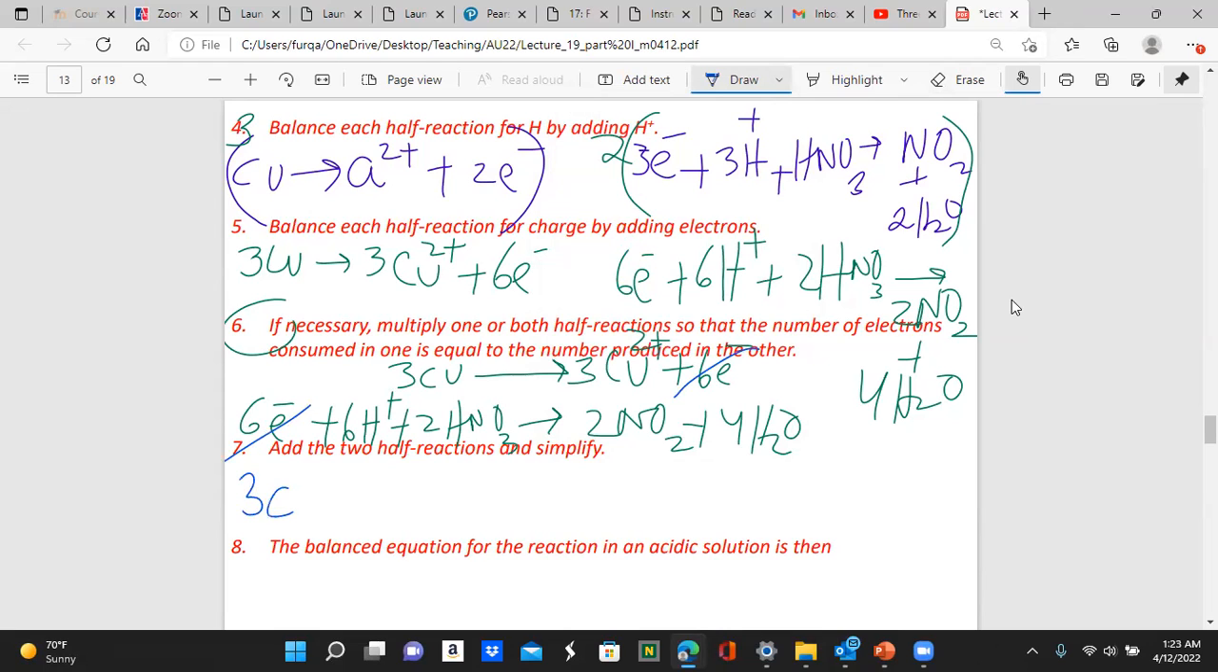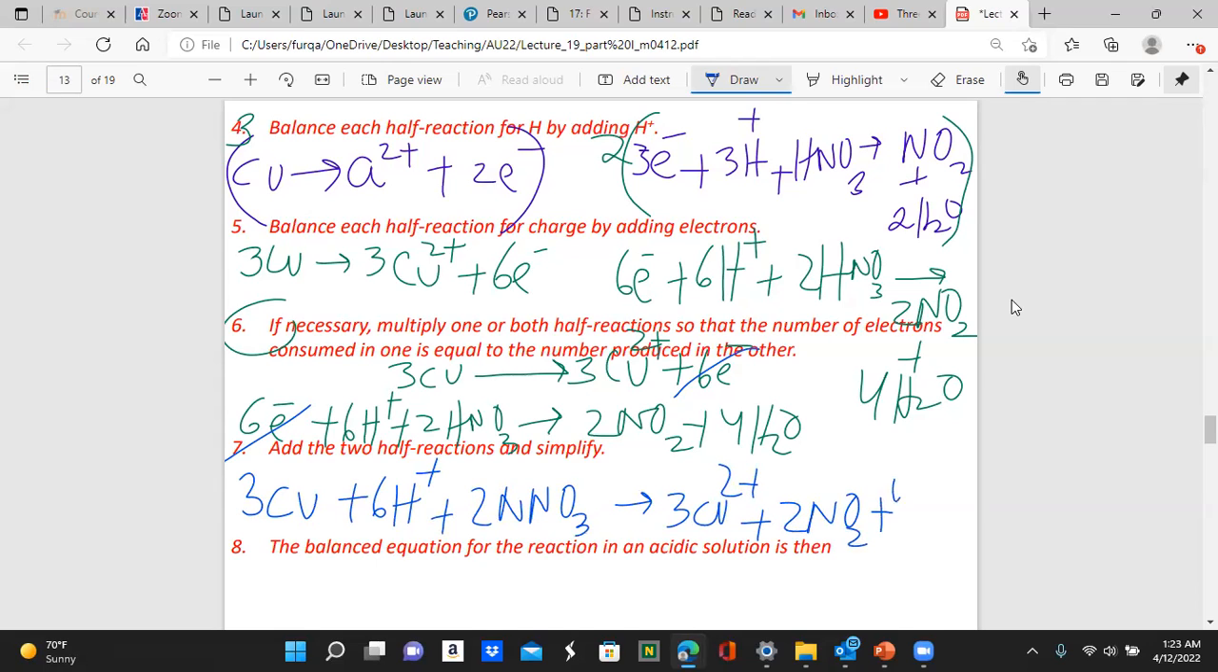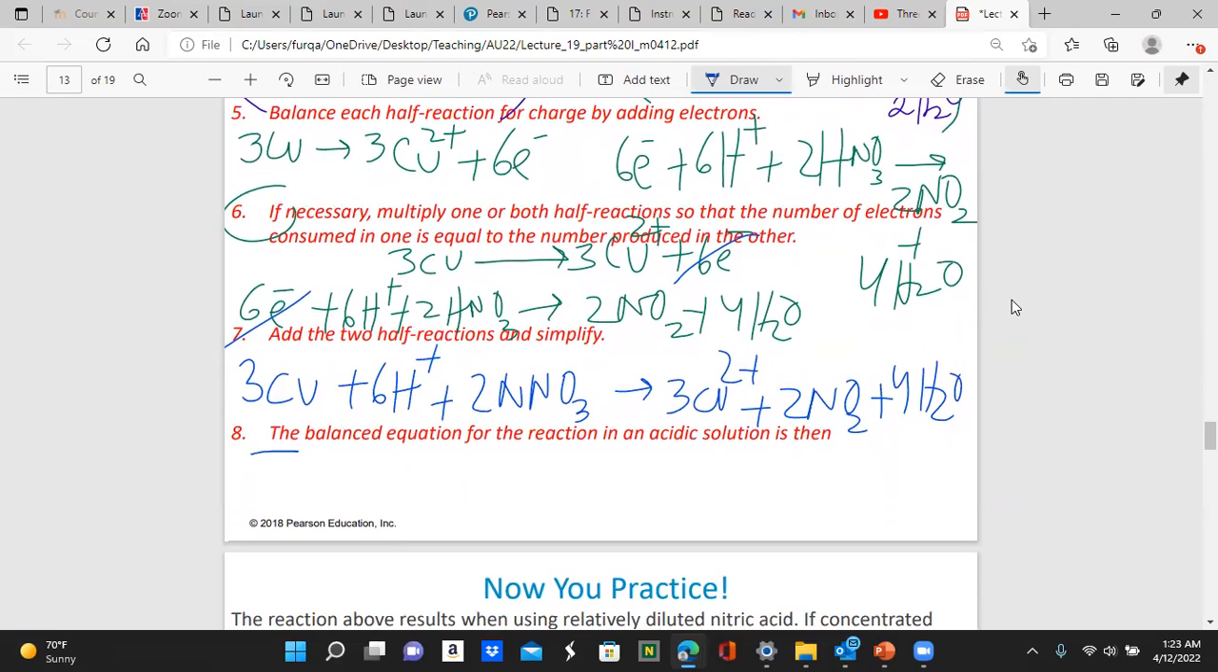3 Cu plus 6 H pluses, and then plus 2 HNO3. On the right hand side, I have 3 Cu2 pluses, plus 2 NO2 plus 4 H2O. This is the balanced equation that we have. You can see all the atoms and electrons are balanced on both sides. That's why we're able to cancel the electrons on both sides. So 3 copper on the left hand side, 3 copper on the right hand side.